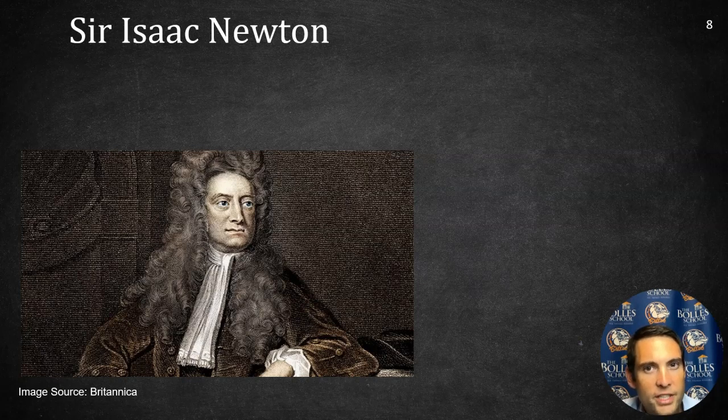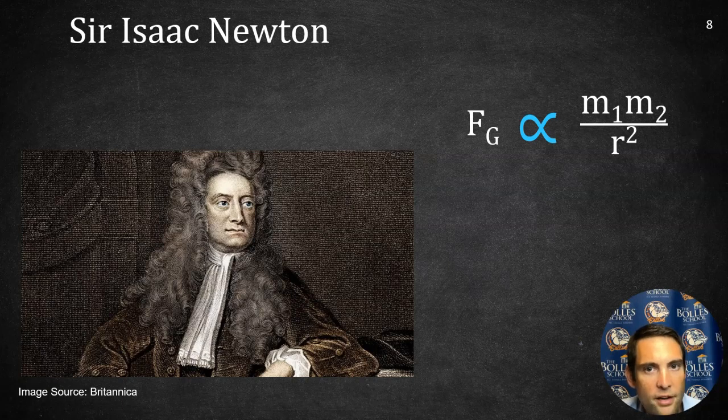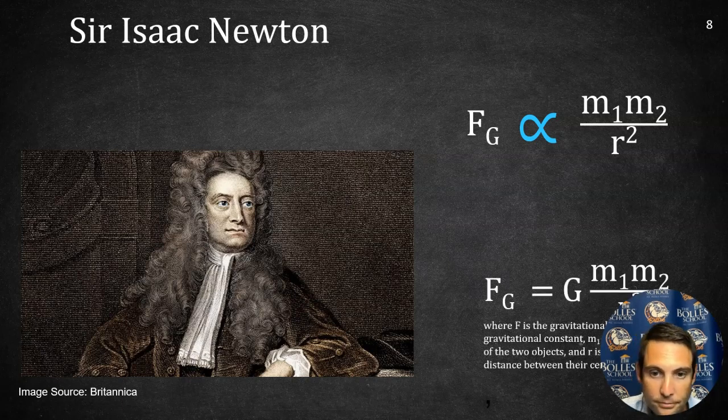The latter says there's an attractive force between two masses that is proportional to the product of the masses and inversely proportional to the distance between their centers squared. Later, Newton added a constant of proportionality, which we call the gravitational constant, capital G. F sub g is a gravitational force, big G is a gravitational constant, m1 is one mass, m2 is the second mass, and r is the separation distance between the centers of those two masses.